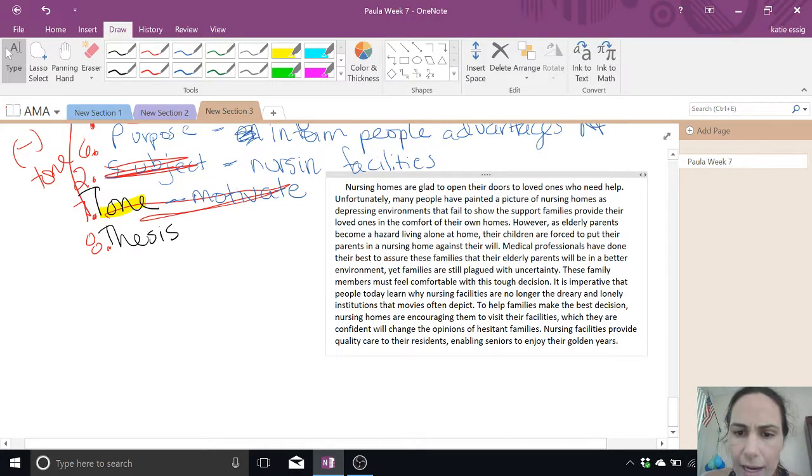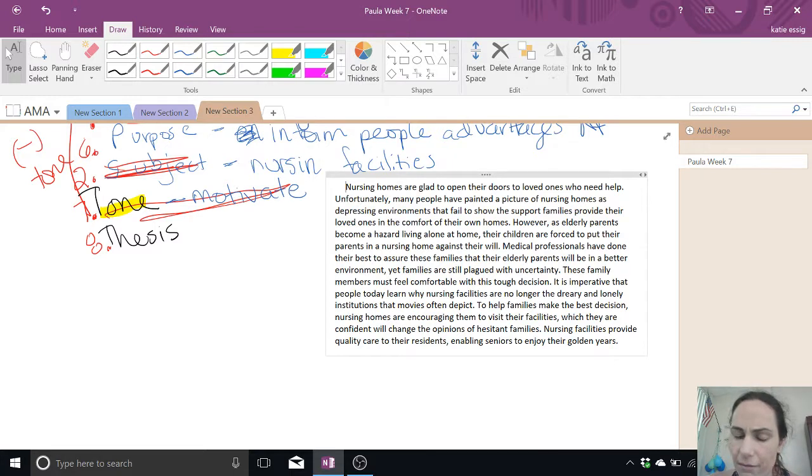Nursing homes are glad to open their doors to loved ones who need help. Unfortunately, many people have painted a picture of nursing homes as depressing environments that fail to show the support families provide their loved ones in the comfort of their own homes. However, as elderly parents become a hazard living alone at home, their children are forced to put their parents in a nursing home against their will. Medical professionals have done their best to assure these families that their elderly parents will be in a better environment. Yet families are still plagued with uncertainty. These family members must feel comfortable with this tough decision.